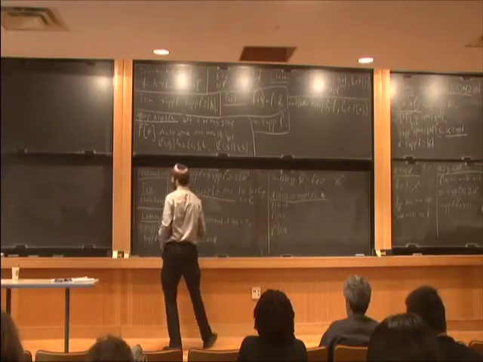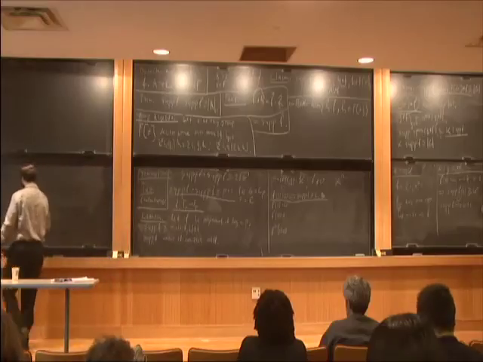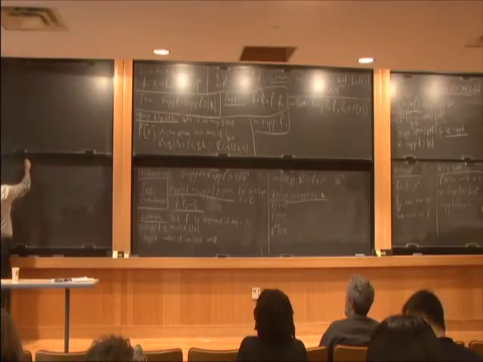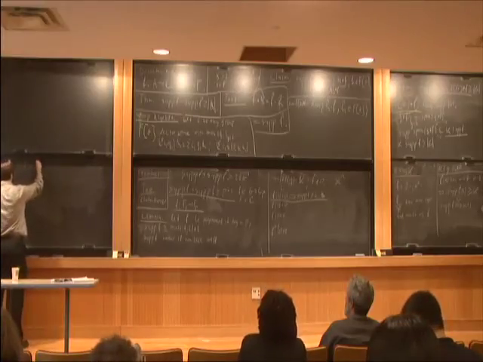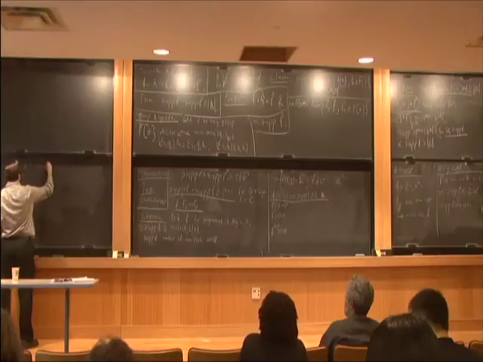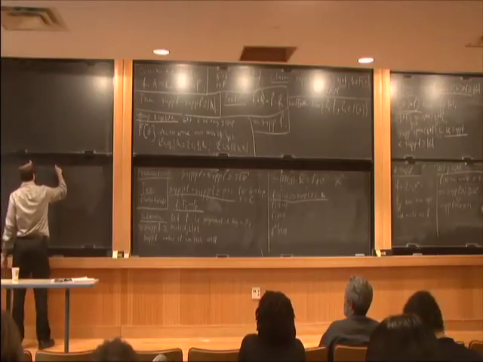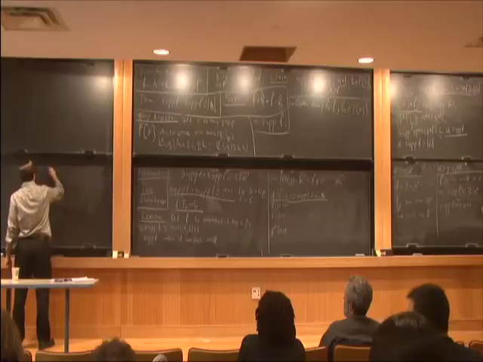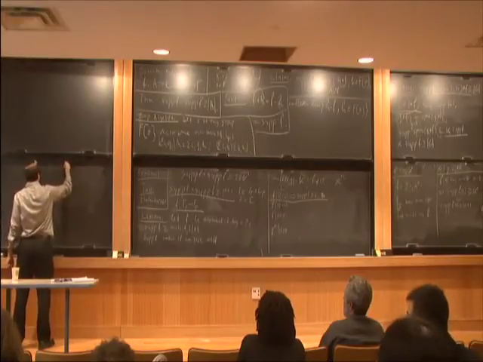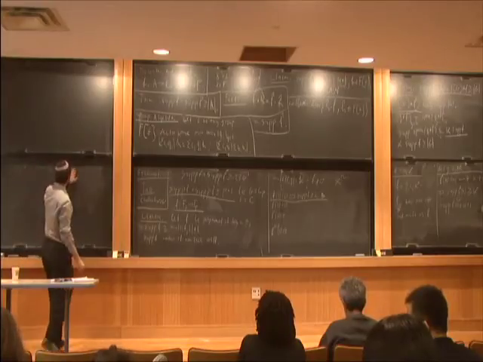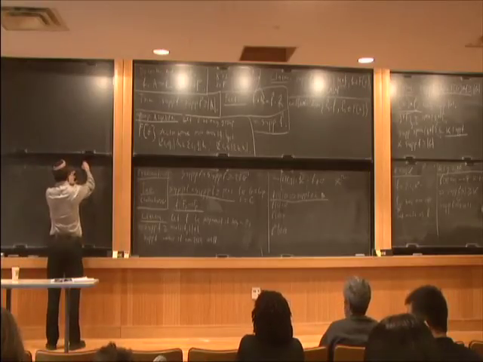So let me write it down. What is this lemma equivalent to? This lemma is equivalent to the following: the support of f plus the dimension of F_p of C_p, convolution of f, is greater than or equal to p plus 1.